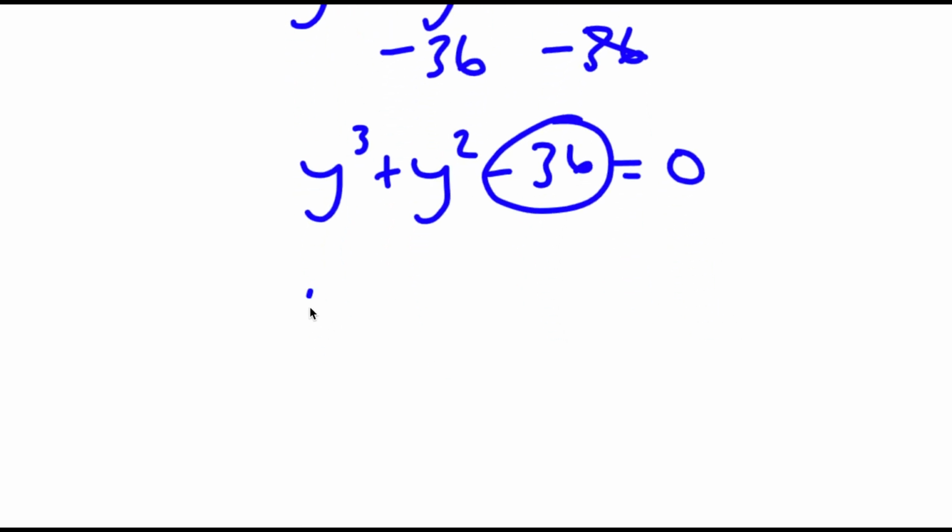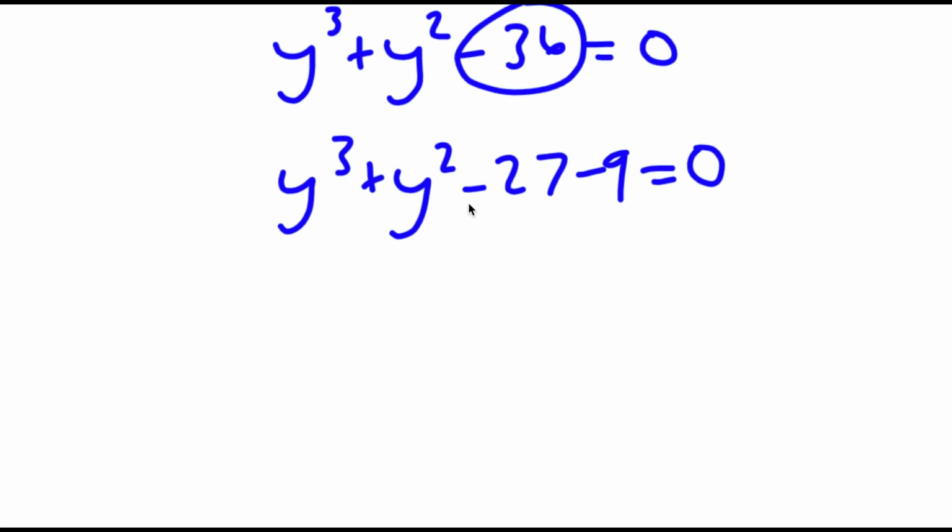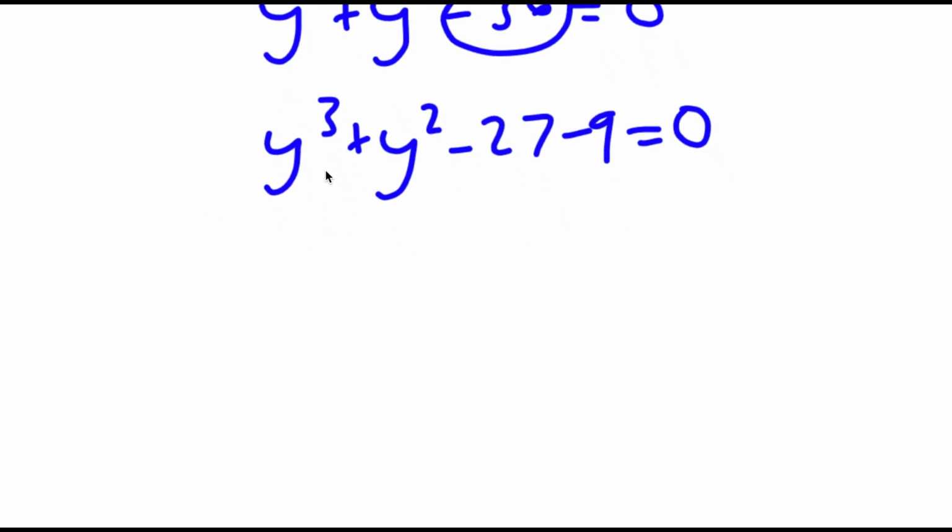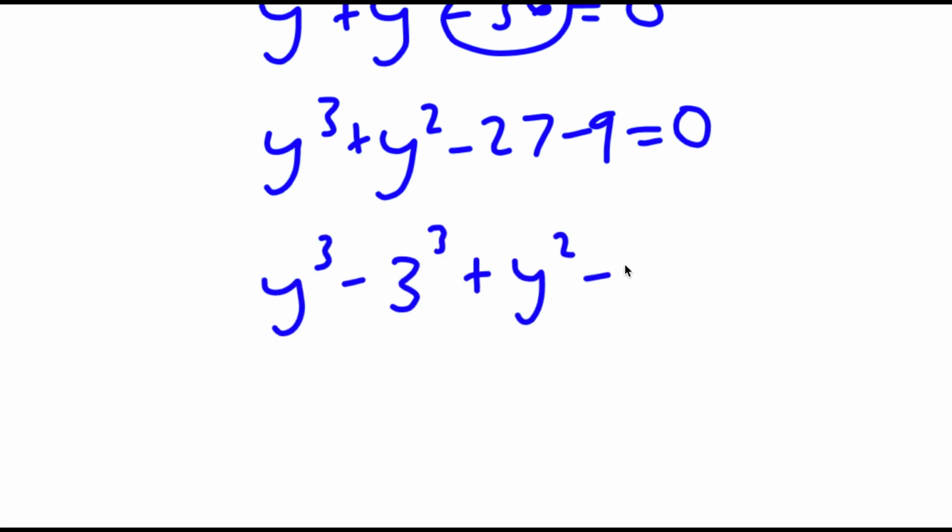Now negative 36, I can rewrite this as negative 27 minus 9. And now I can rewrite this as y to the power of 3 minus 3 to the power of 3 plus y squared minus 3 squared is equal to 0.